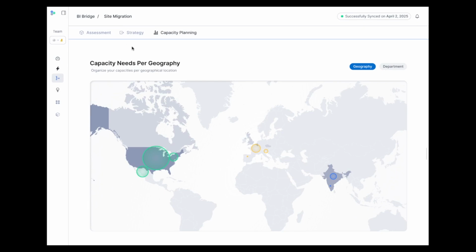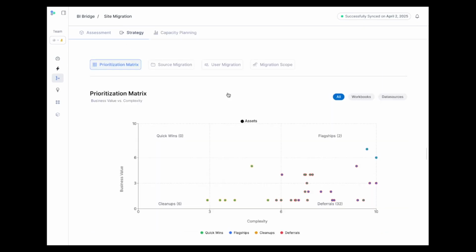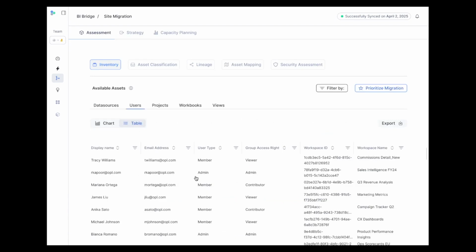I hope this helps demonstrate really how we can connect to different metadata from the BI tools, form that strategy for the migration, provide all the relevant metadata across data sources, workbooks, projects to your team for migrations.